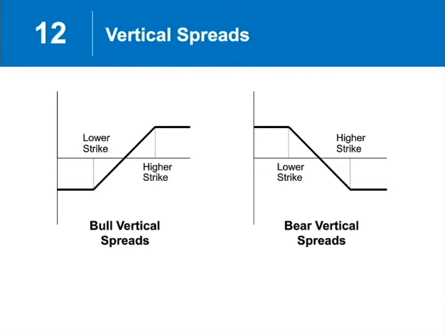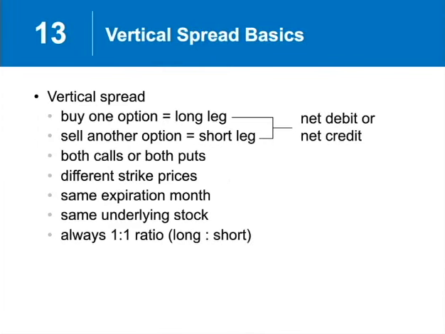So let's start with vertical spreads, okay? Here we've got a picture of a bull vertical spread and a bear vertical spread. You can see on the bullish side, you make money when the underlying goes up. On the bear side, you make money when the underlying goes down. Vertical spreads are constructed in the following way. They can be done for net debits or credits. You buy one option, so we're long a leg, and then we sell another option. So we're short a leg.